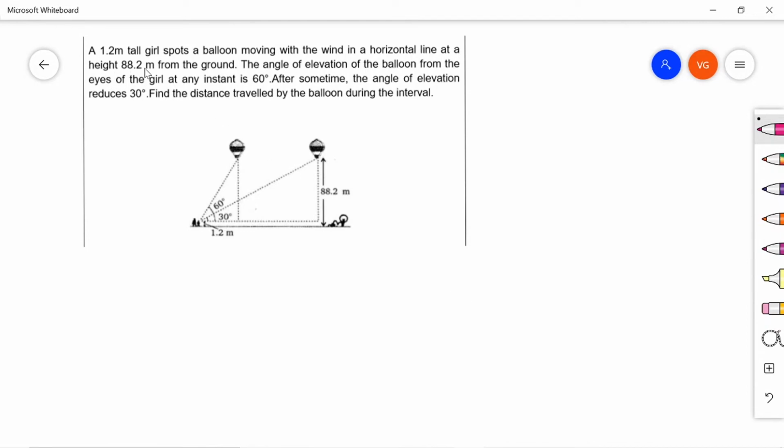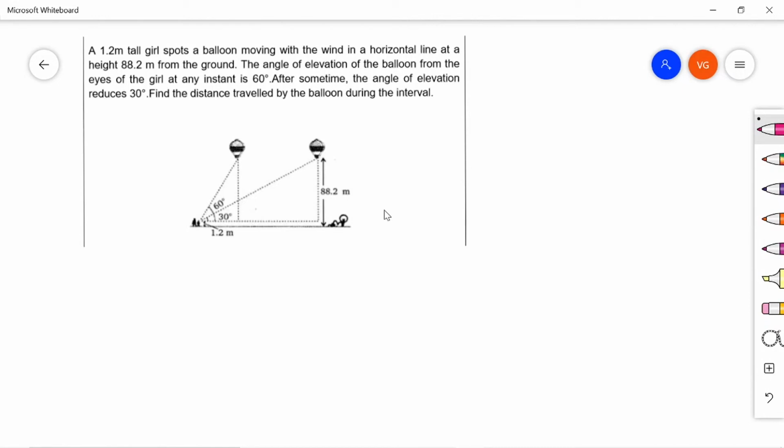A 1.2 meter tall girl spots a balloon moving with the wind in a horizontal line at a height of 88.2 meters from the ground. The angle of elevation of the balloon from the eyes of the girl at any instant is 60 degrees, and after some time the angle of elevation reduces to 30 degrees. Find the distance traveled by the balloon during the interval.